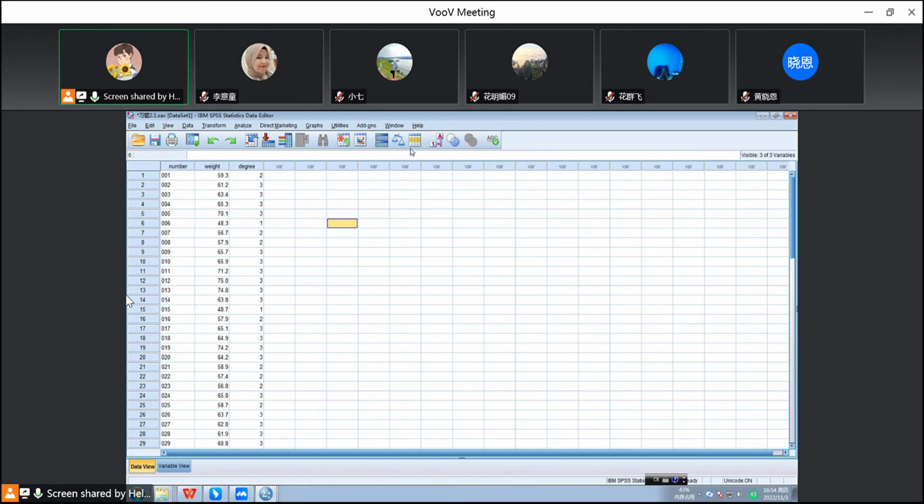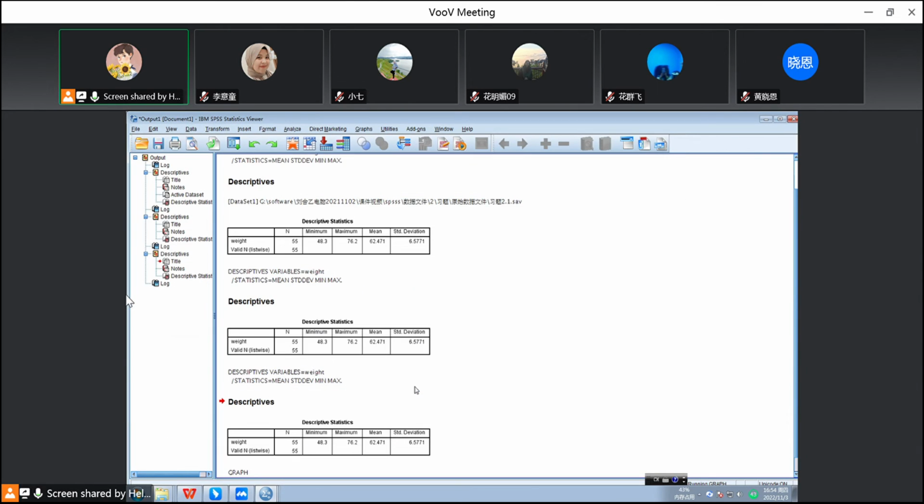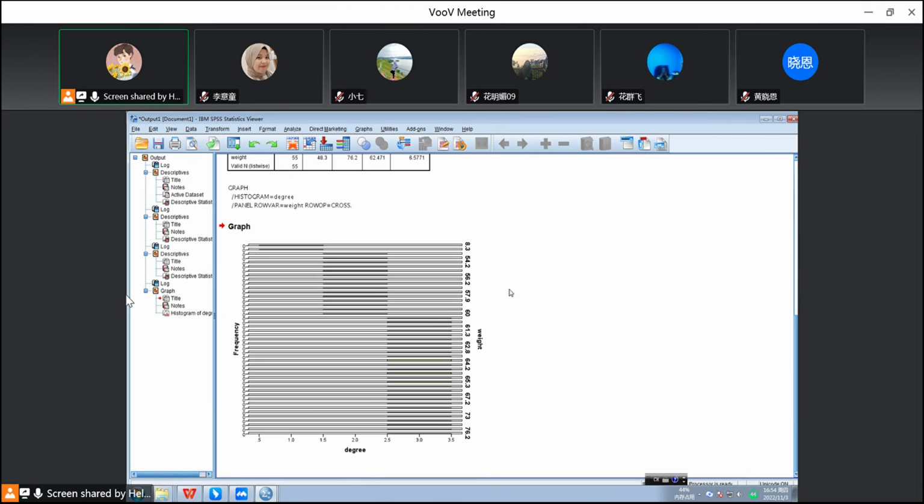So we compile the degree, and then we choose graphs, and the legacy dialogues use histogram. First, what is the variable? It's degree. We can find the degree here, from 0.5, 1, 1.5, 2, 2.5, 3, and 3.5. And here is the frequency of this group of data.